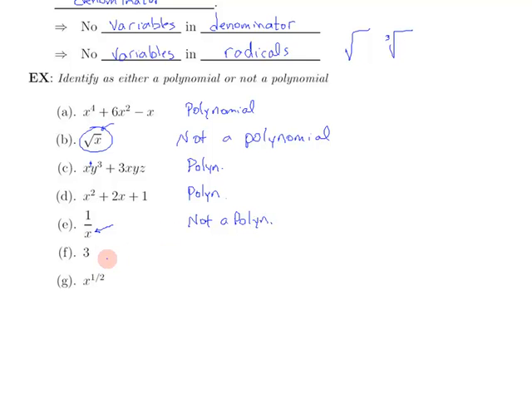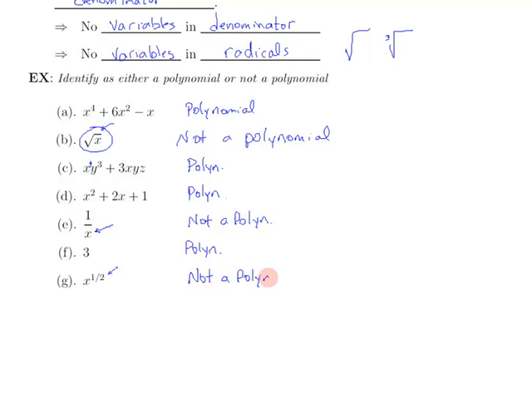What about this one? F. Okay, we have just a single number. There are no variables involved at all. Well, that actually is also considered a polynomial. Finite sum of terms, all the variables have whole number exponents. There are no variables, so it doesn't violate that criteria. And of course, there are no variables underneath radicals. This one right here, because of the fractional exponent, is also not going to be a polynomial.